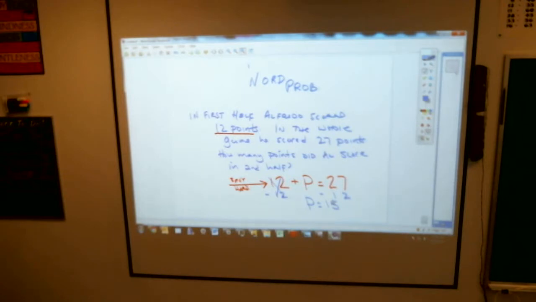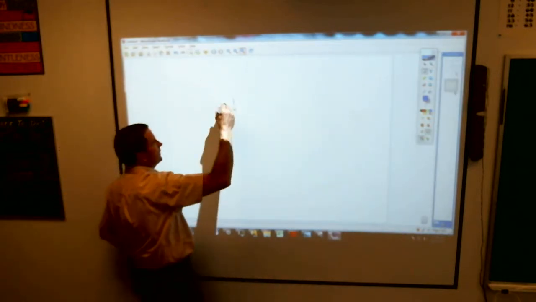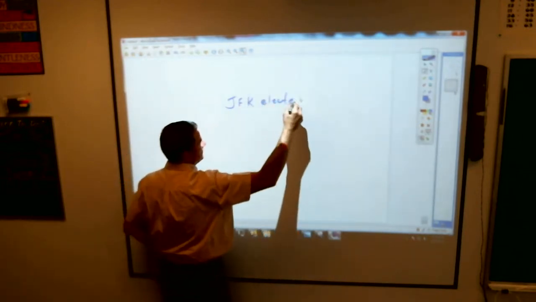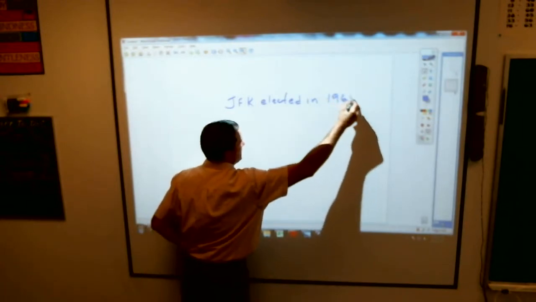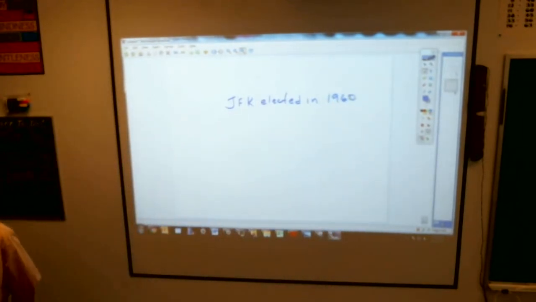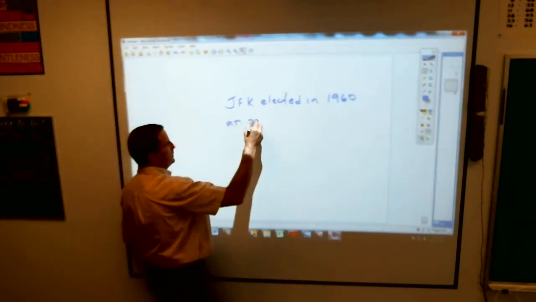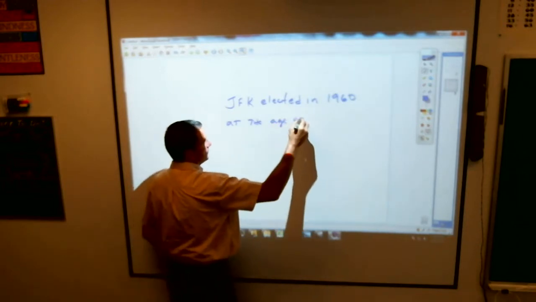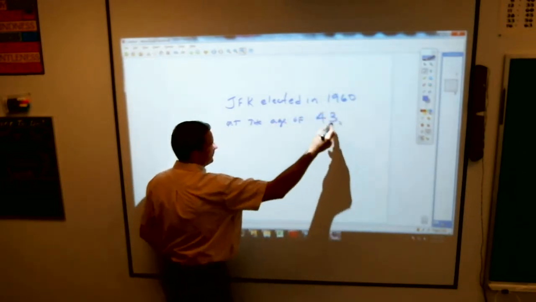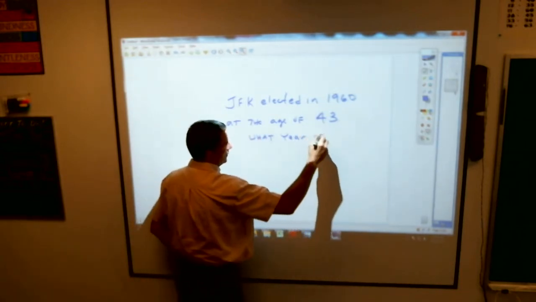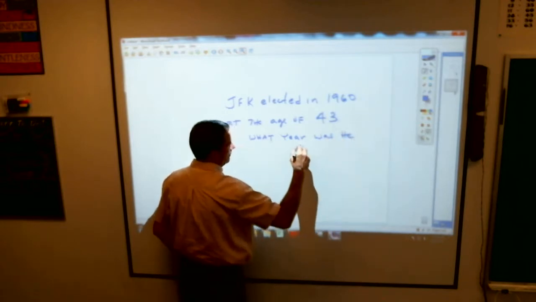Let me see if I can find it. Here's another one. JFK was elected in 1960. Anybody know who JFK is? Yeah. Elected in 1960, at the age of 43. What year was he born?